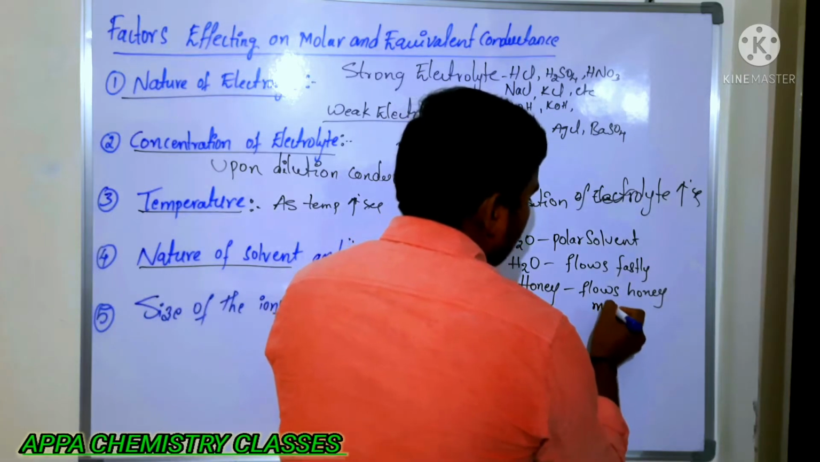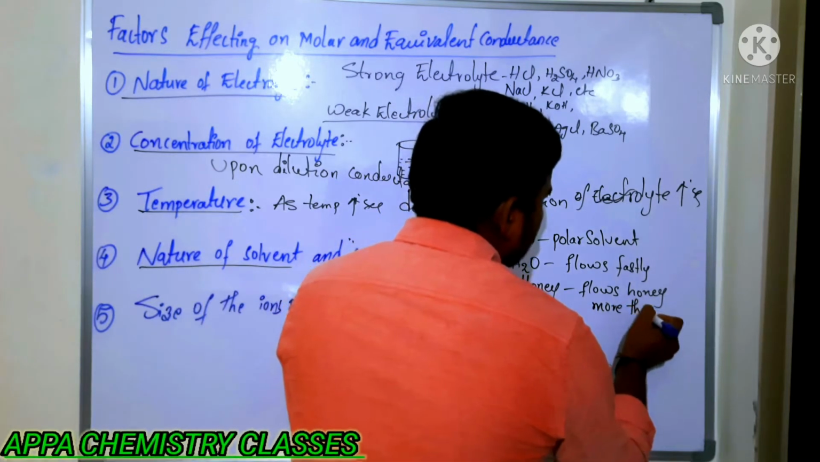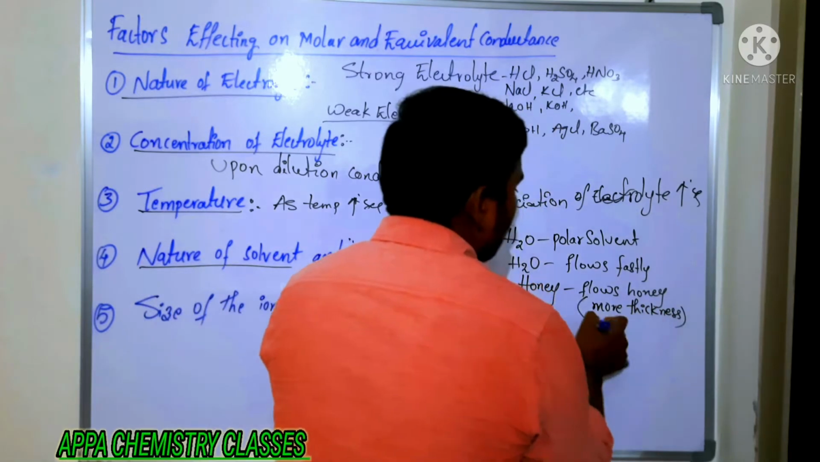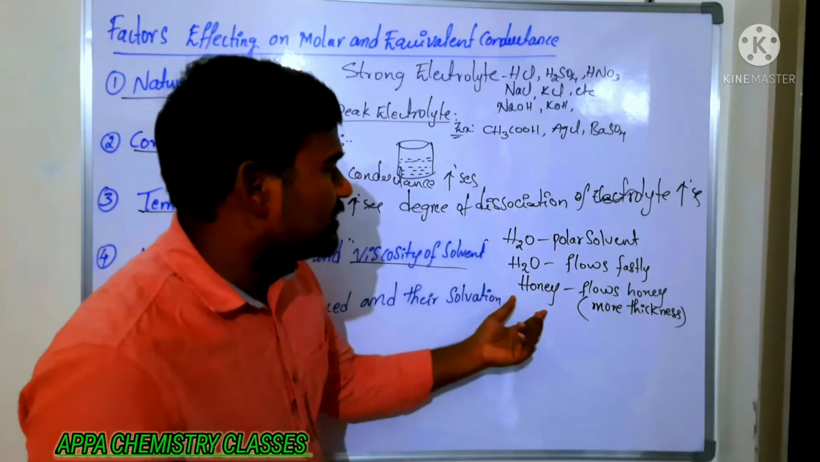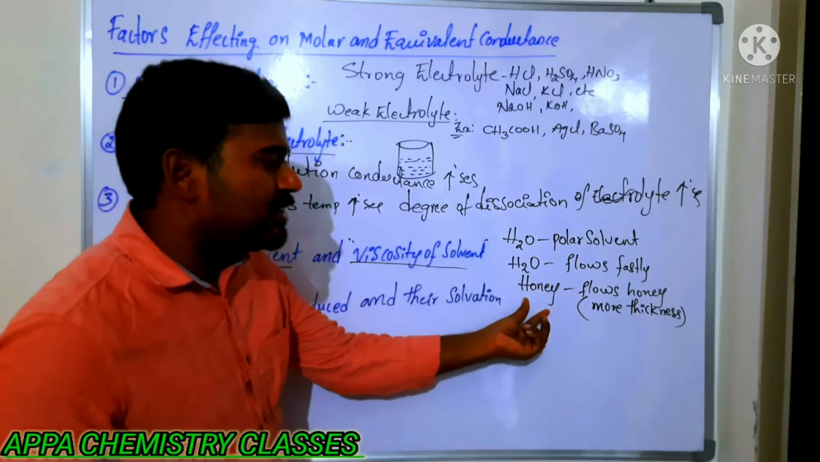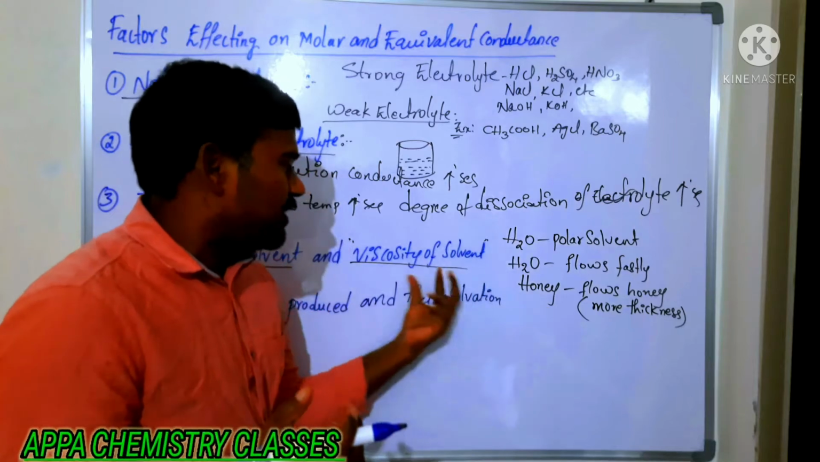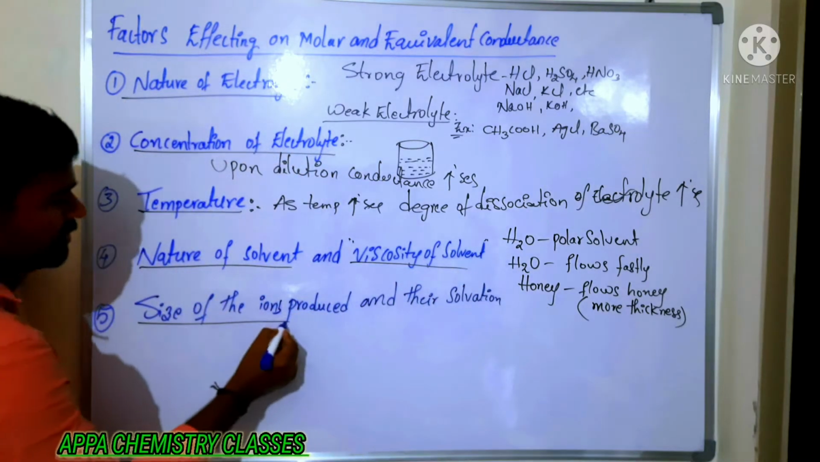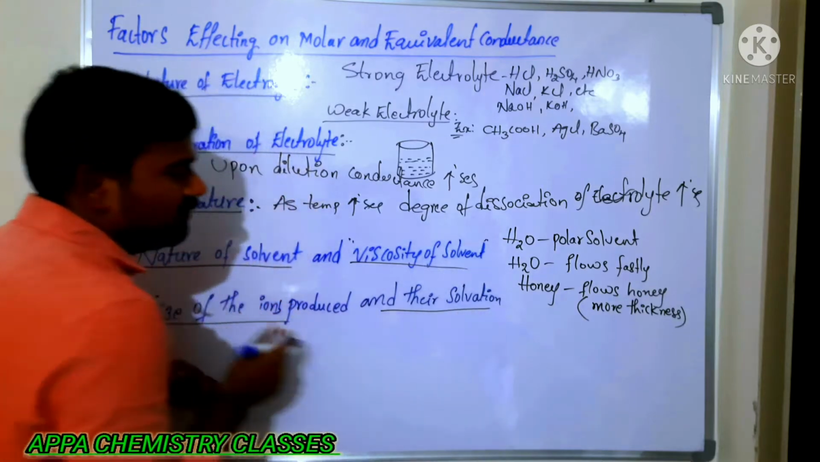It has more thickness, whereas water is a soft one. So due to its more thickness, honey has more viscosity. It creates more tension on the surface. So that is what we call viscosity. Is that clear? Next, size of the ions produced and their solvation.